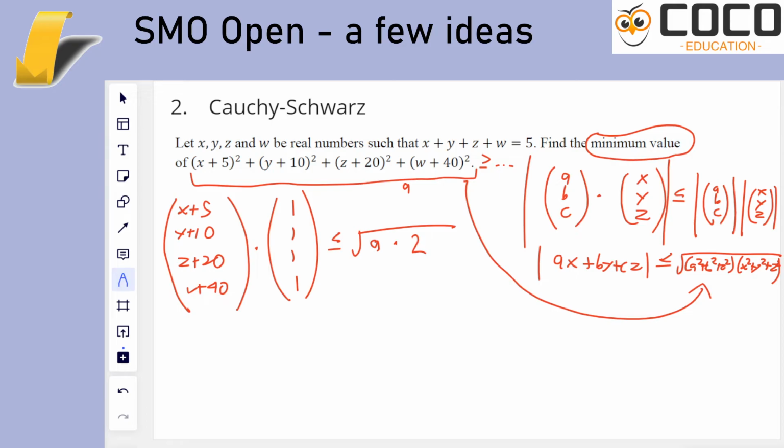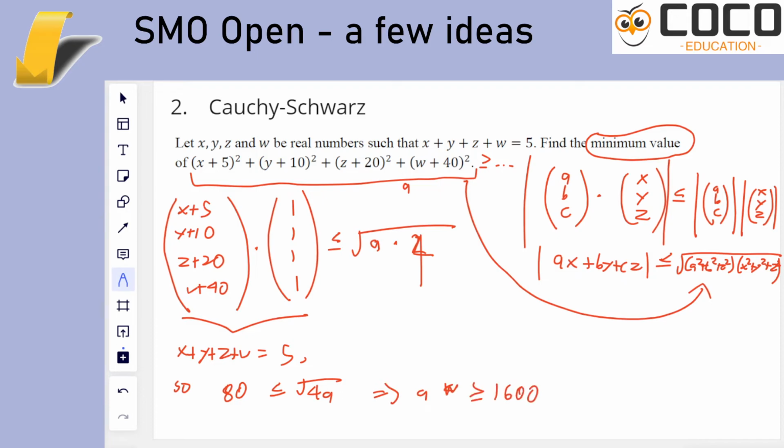Sorry, that should be 4 first because I have the whole square root over there. So this side here, if we write the dot product, it's just going to be x plus y plus z plus w plus 5 plus 10 plus 20 plus 40. So we get just 80. And straight away, A is going to be at least 1600.